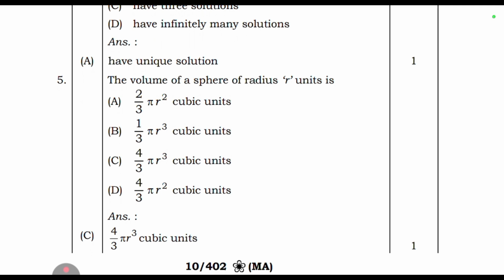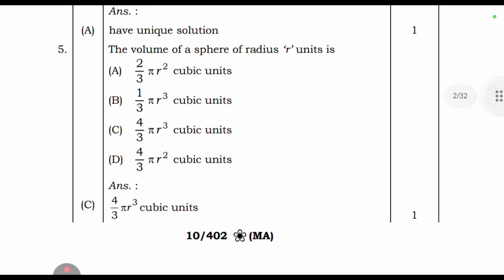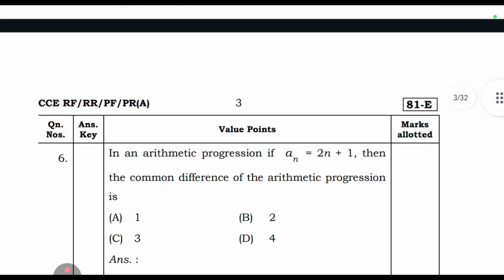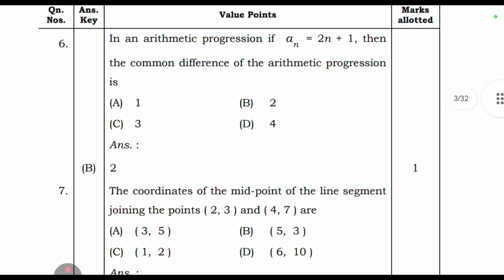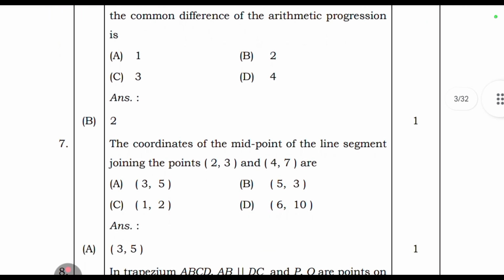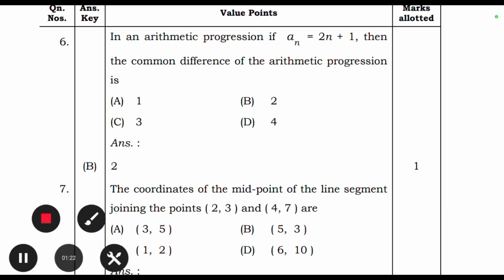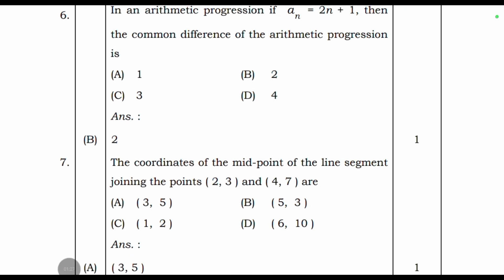Fifth question: as all the formulas are important from the chapter surface areas and volumes, the volume of a sphere of radius r units is 4 by 3 pi r cubic units. Coming to the sixth question, in an arithmetic progression, if an is equal to 2n plus 1, then the common difference is 2. If you substitute n as 1, 2, 3, 4 into this equation, you can find the difference among the 3 to 4 values.